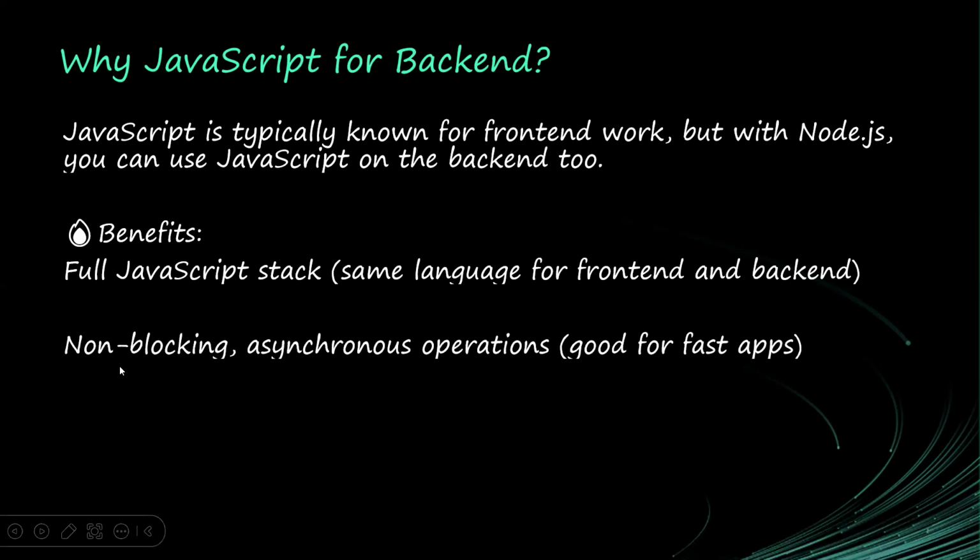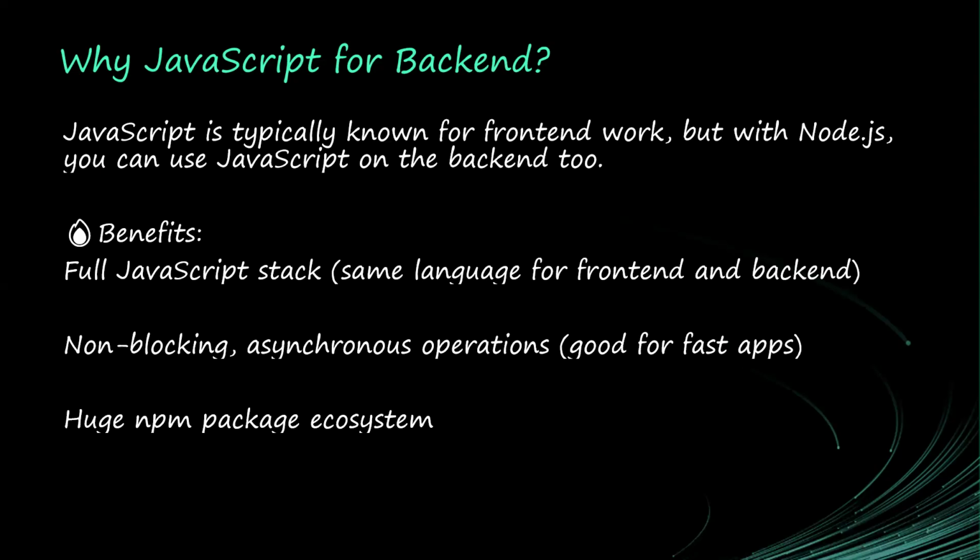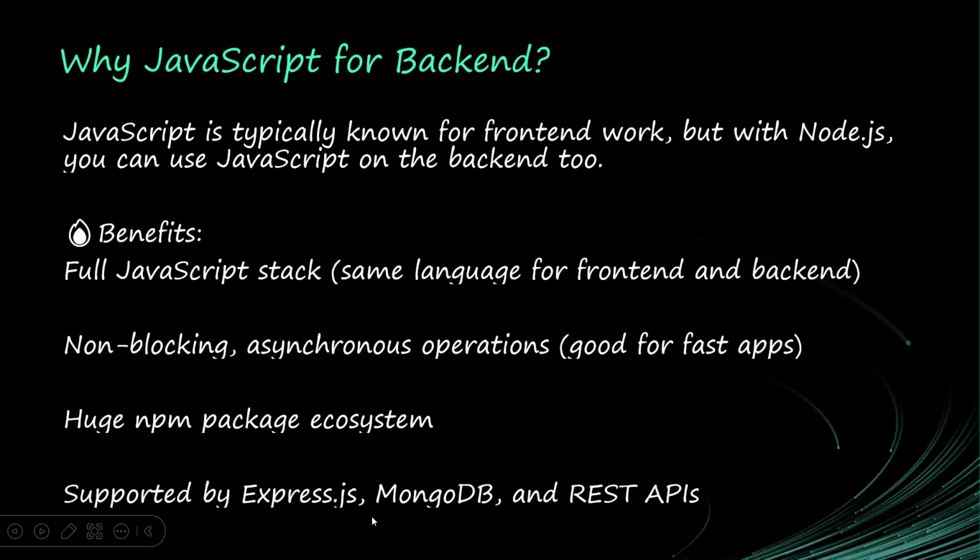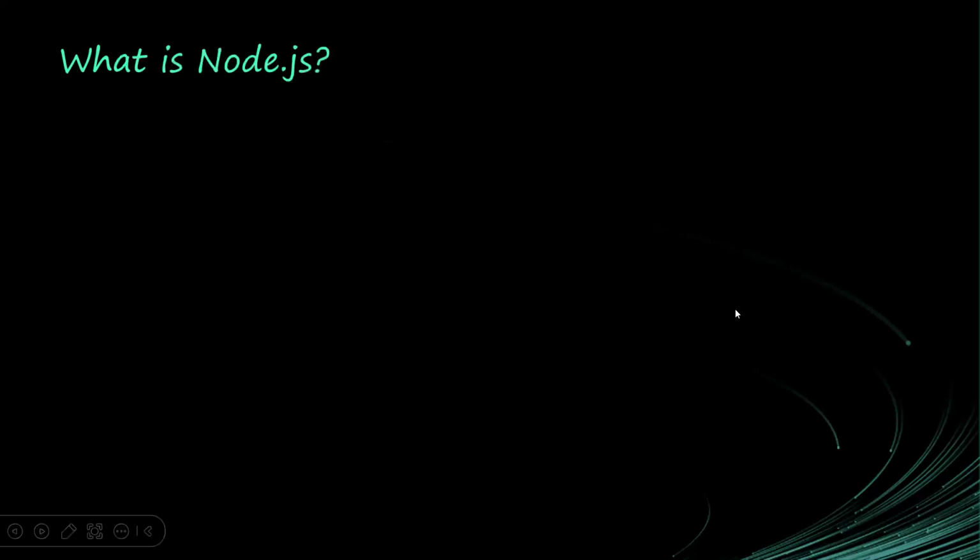So it has non-blocking asynchronous operations, which is good for fast applications. For me, mostly Node.js is faster than Django that is written in Python. All right, Node.js is very, very fast. It has non-blocking and it's asynchronous. So don't worry, we are going to be explaining what we mean by non-blocking and asynchronous, especially when we get to Node.js. Okay, JavaScript has a huge NPM package ecosystem. We'll talk about what we mean by NPM, Node Package Manager. We'll talk about it. All right. So it is supported by Express.js, MongoDB, and REST API. So don't worry, you're going to understand all these things better as we go on in this program.